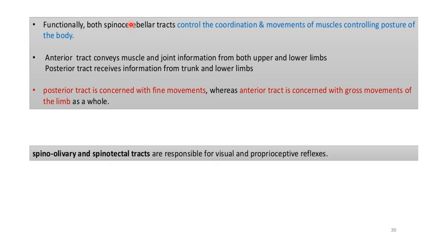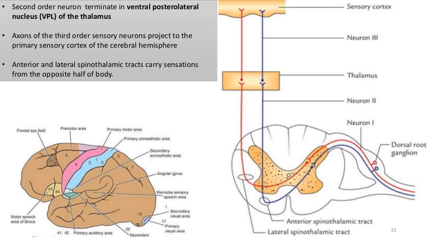If we say spinocerebellar tract, there are 2 types, anterior and posterior. Posterior is concerned with the fine movements, while the anterior is concerned with the gross movement of the limb. Posterior receives information from the trunk and lower limbs, while the anterior receives from upper and lower limbs both. They control the coordination and movement of the muscles, controlling postures of the body. Similarly, you will find spino-olivary responsible for visual reflexes, spinotectal for proprioceptive reflexes.